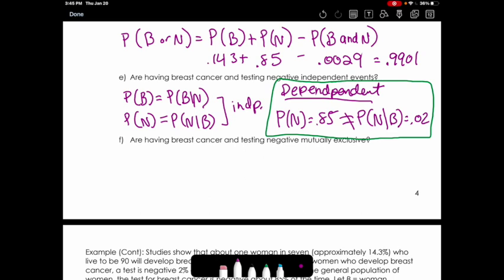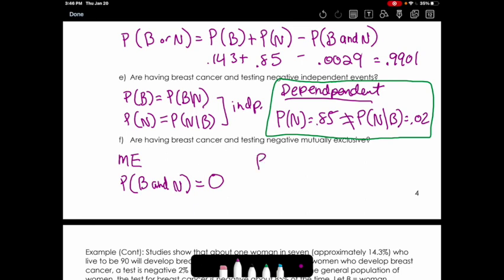Okay, part F. It says, are having breast cancer and testing negative mutually exclusive? In order for two events to be mutually exclusive, we know that the probability of those two events happening together has to be 0. If they're mutually exclusive, that means they can't happen at the same time. So in this case, since we're talking about having breast cancer and testing negative, we're looking to see if that probability is equal to 0. If it is, then it's mutually exclusive.